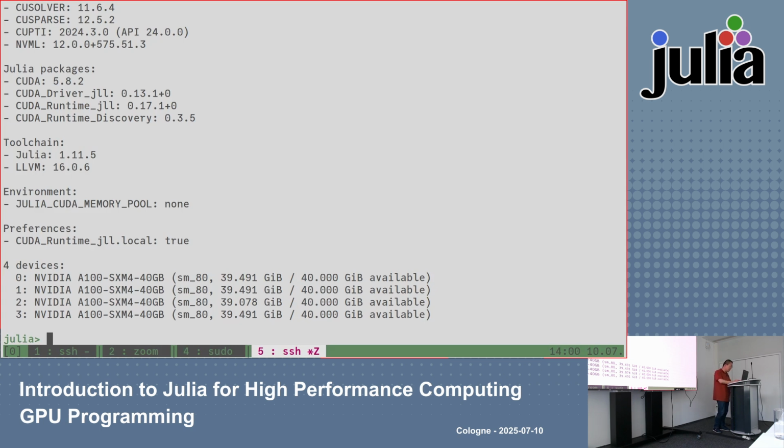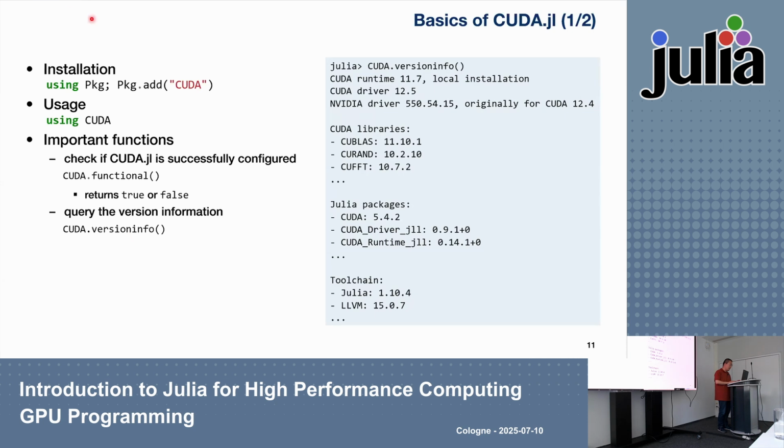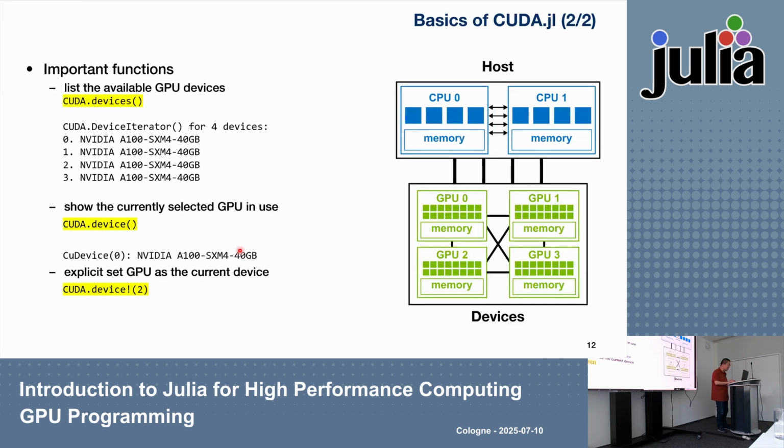And then to decide, you can just use a device function to determine the device. As you can see, currently the second device is being used, second means actually the third, because we start from 0. In this way you can make the usage of the GPU more concrete. Yes, these are already some important functions on the second slide of the basics of CUDA or CUDA.jl.